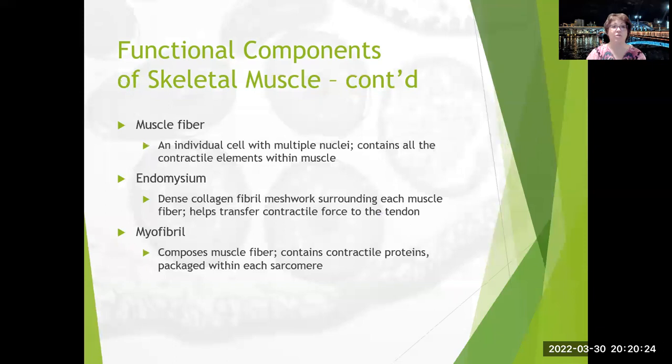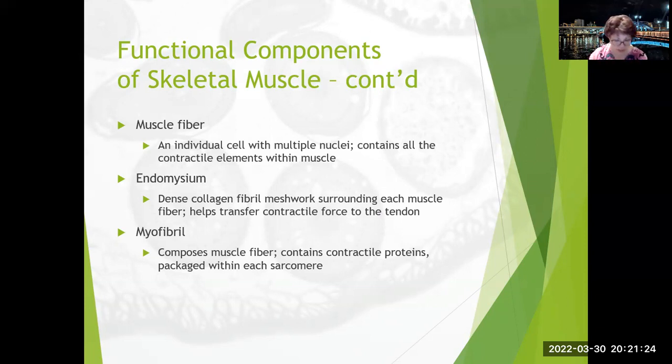So let's drill down a little bit farther. So we said a fasciculus is a bundle of muscle fibers surrounded by the perimysium. The muscle fiber is actually an individual muscle cell with multiple nuclei. So that's where the different types of muscle start to differ, is where the nuclei are and how many they have and all that stuff. But a skeletal muscle fiber contains all the contractile elements within the muscle. And it's surrounded by endomysium. It's a dense collagen fibril network surrounding each muscle fiber and helping transfer contractile force to the tendon. So that endomysium is around each muscle fiber, and it goes out into the tendon, which goes out to the periosteum. It's all connected. Amazing, right?